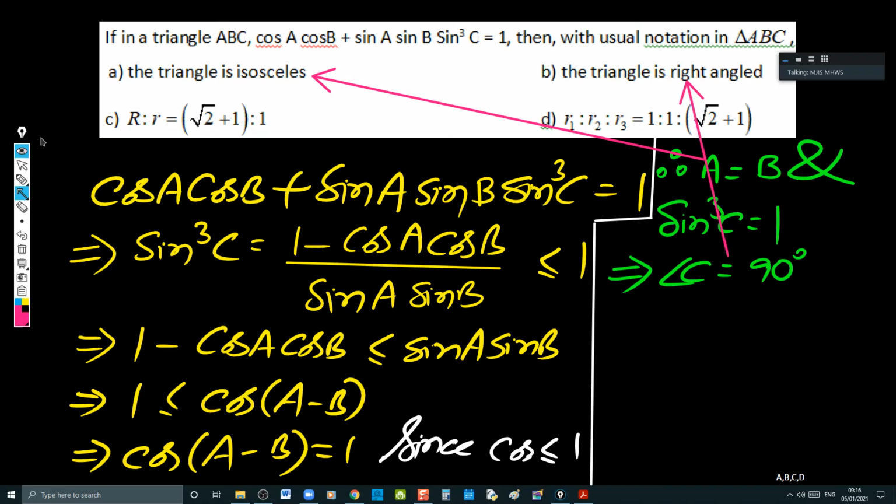Now similarly, check for the remaining: small r to capital R to small r. When you know all the angles, you can do it easily. Because we know all the angles, just check it out. Capital R divided by small r, we will write it in this way: formula 4R sin A by 2, sin B by 2, sin C by 2.